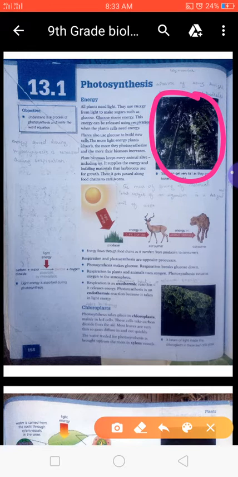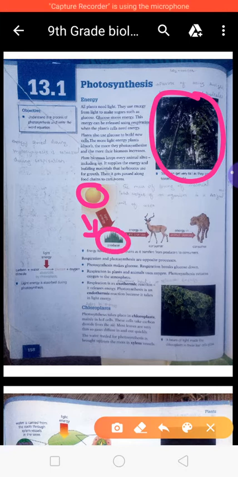Look what happened. Plants take sunlight from the sun, and this sunlight has energy. It's a great source of energy that is taken by the plants. Plants produce glucose. So plants are producers. They produce glucose and they store this glucose in their body, and they can also produce energy from this glucose.